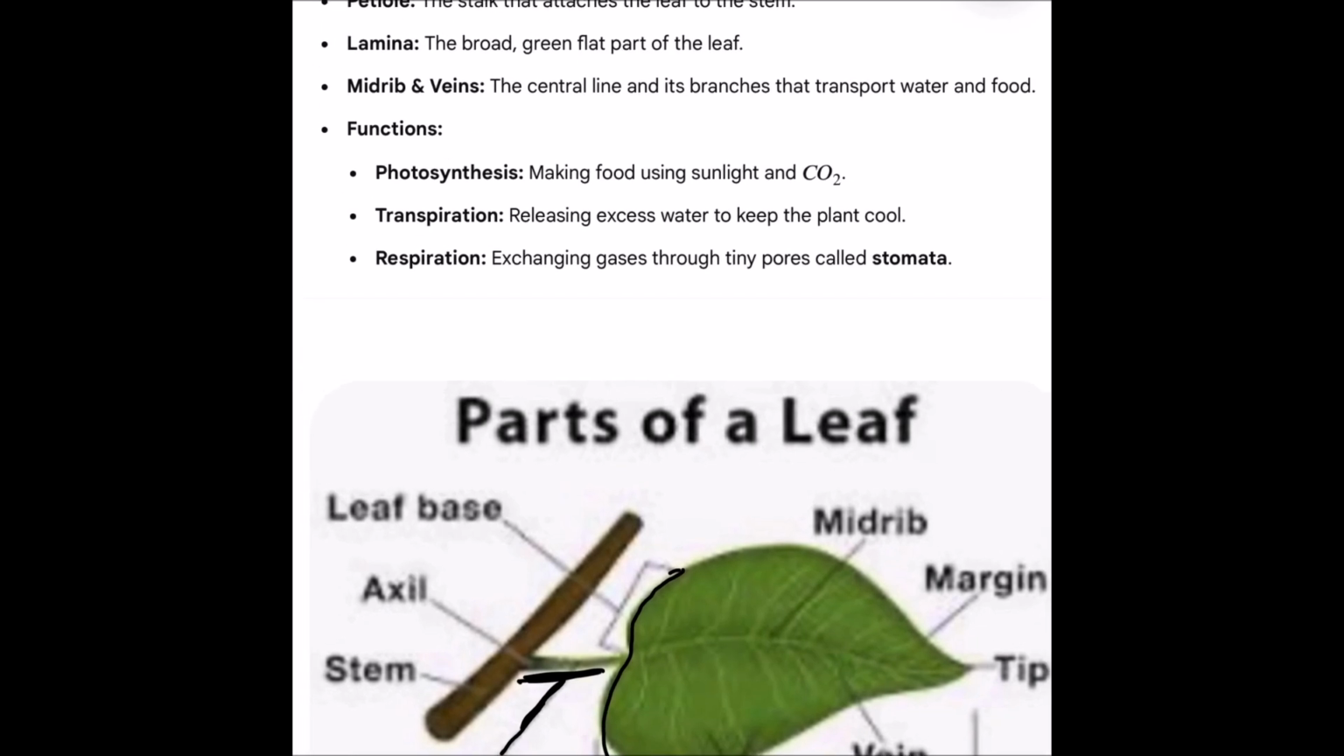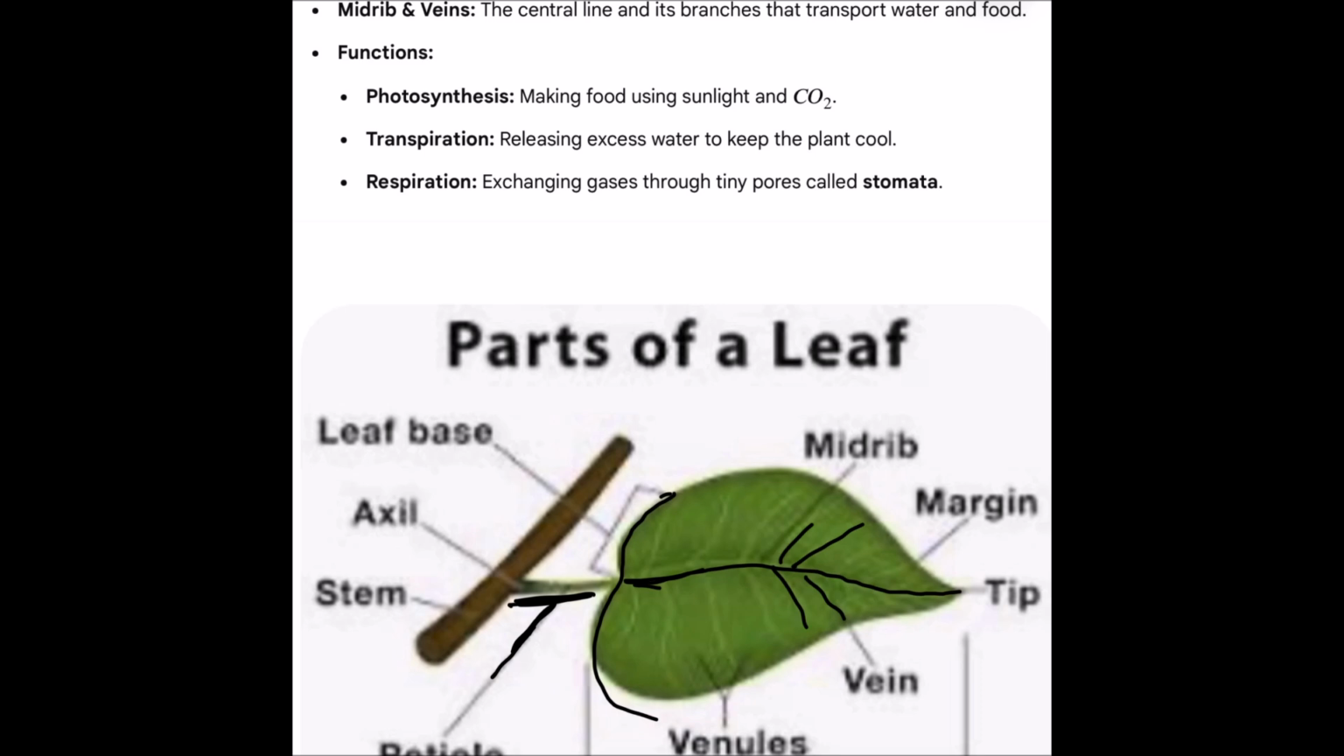Next one is midrib and veins. So the central line and its branches that transport water and food. This central line is called midrib and these small parts are the veins of the leaf. Now we have described the different parts of the leaf. Let's write the function of the processes which are done in the leaf.